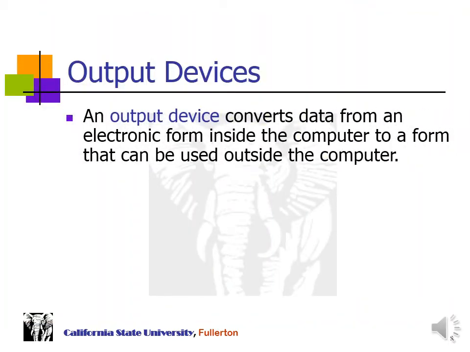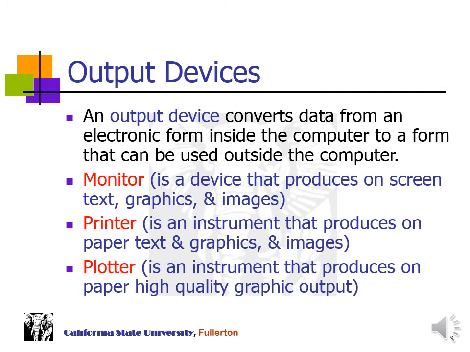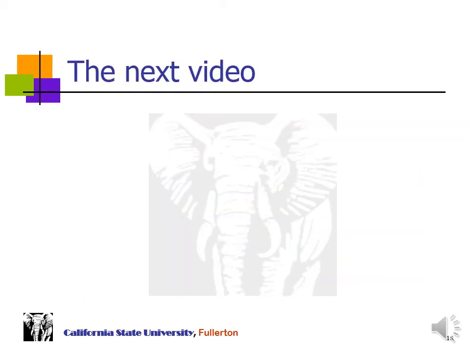The role of an output device is converting data from an electronic form inside the computer to a form that can be used outside the computer, such as a monitor device, printer, and plotter. A monitor device is a device that produces on-screen text, graphics, and images, while a printer is an instrument that produces text, graphics, and images on paper. The plotter is an instrument that produces high quality graphic outputs on paper. The next video is going to discuss each device in detail.